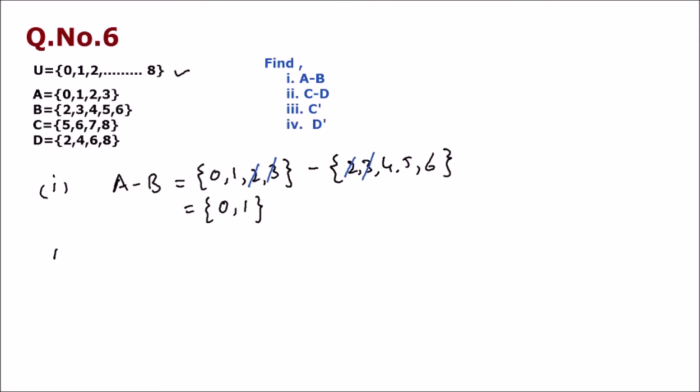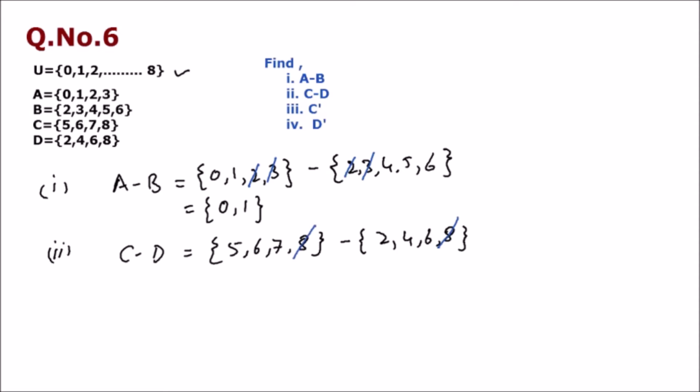Now we solve the second part, which is C minus D. First we will write the C set, which is 5, 6, 7 and 8, minus D. Now again, cancel similar elements. Now observe which are similar: 8, 6. Now it means that C minus D is a set which contains 5 and 7 only.